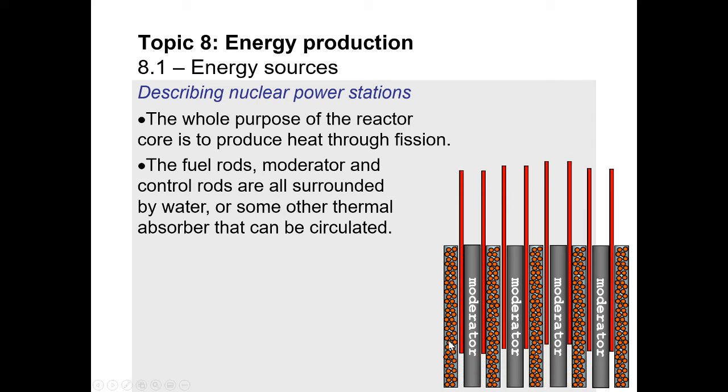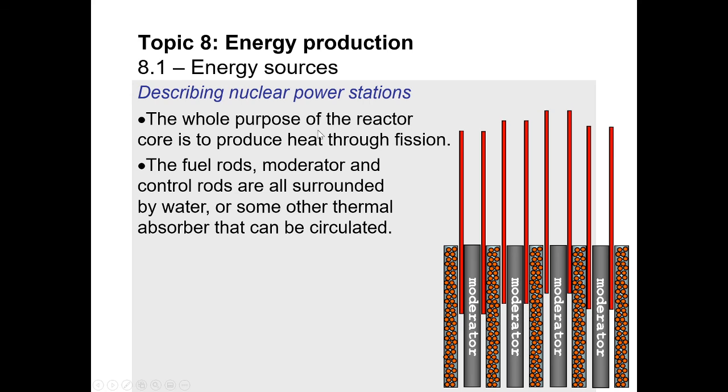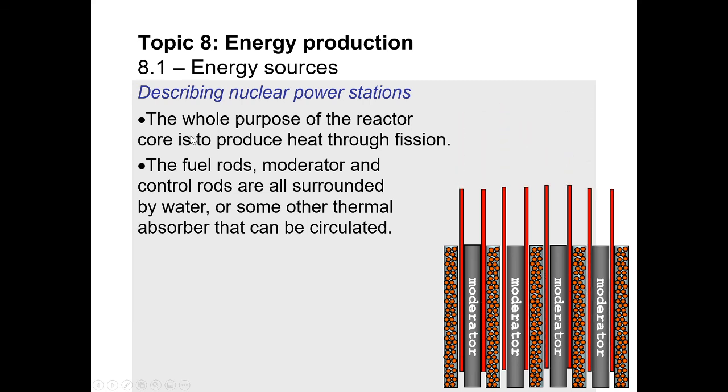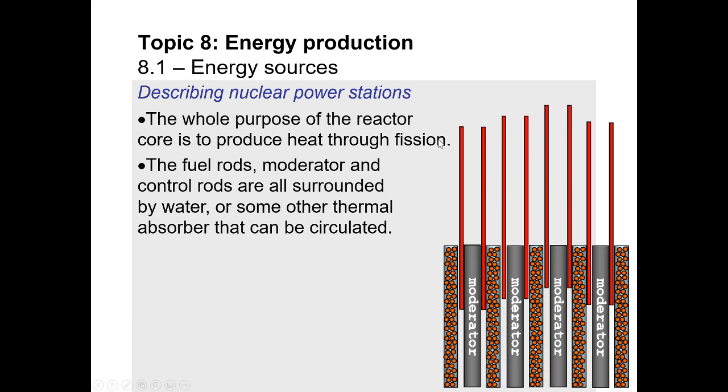Okay, so when you have uranium undergoing fission, there's a lot of heat released. In addition to the neutrons that get released, in addition to the byproducts, whether it's krypton, strontium, barium, whatever it is, you have a lot of heat released as well. And that is the heat that heats up the water and boils it, produces steam. So remember, the whole purpose of the reactor core is to produce heat through fission.